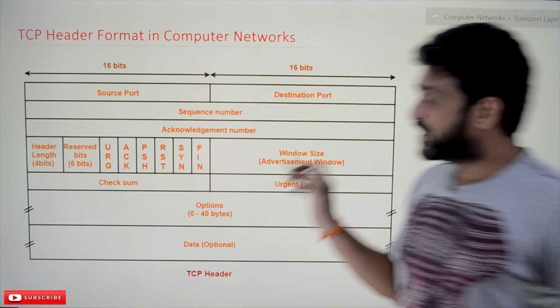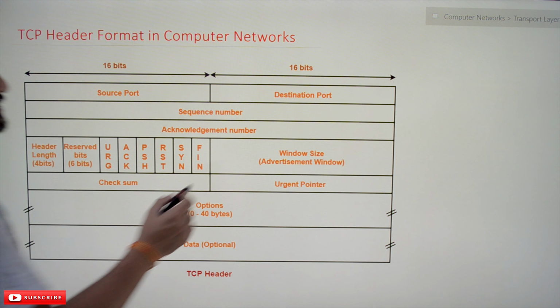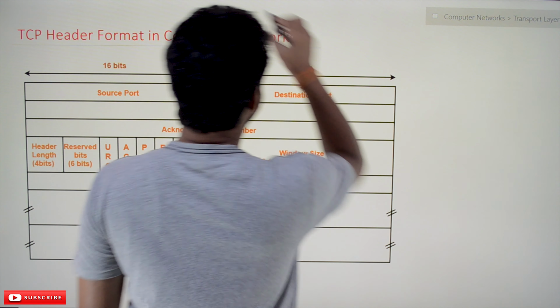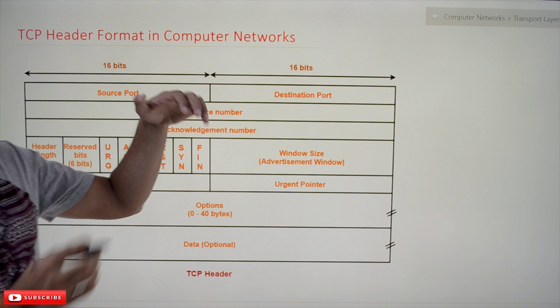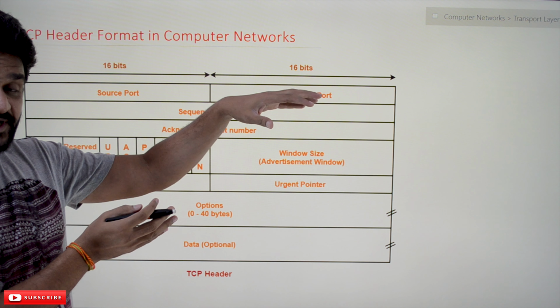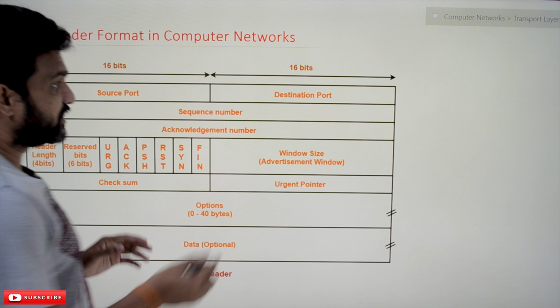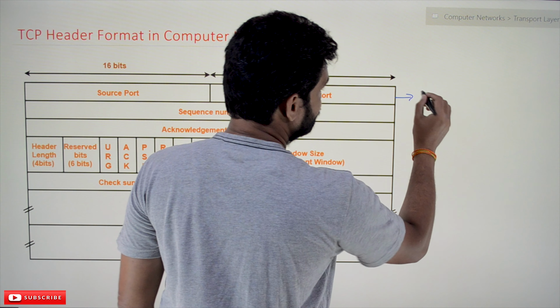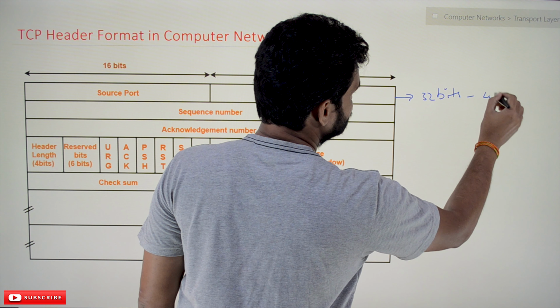So here each row is of 32 bits. This header is the same as that of the IP header. The minimum size and the maximum size, all those concepts are very similar to the IP header. Each row is of 32 bits, which means 4 bytes of space.